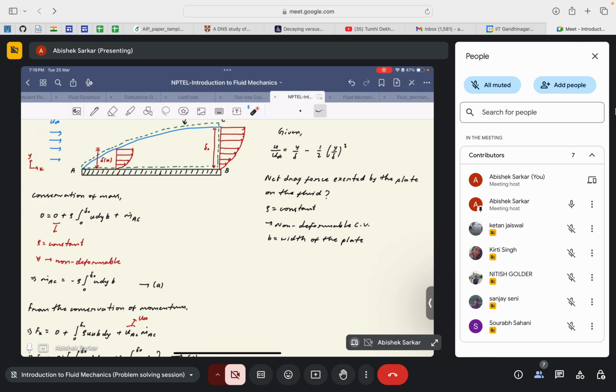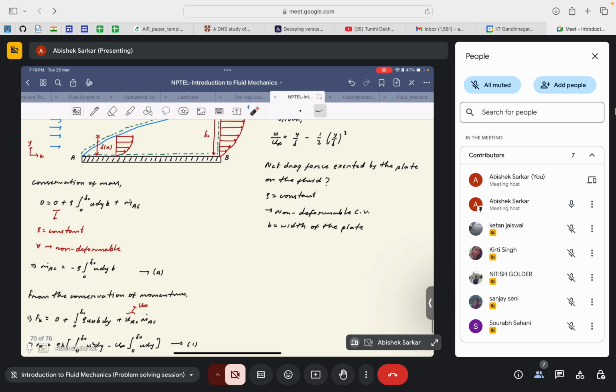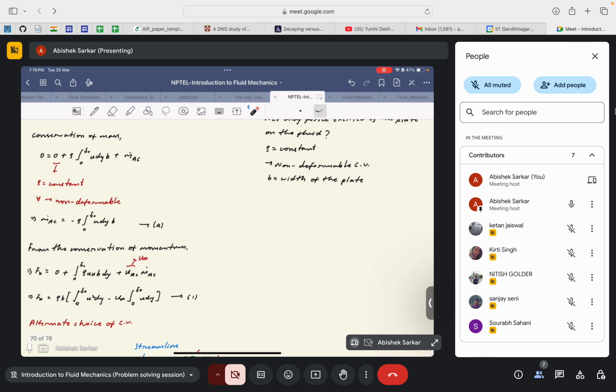To proceed further with Fx, you need to know u infinity, so you need to know m dot AC, which is given by equation number A. If you substitute the value of m dot AC here, you will get Fx equal to rho b times the integration from 0 to delta naught of u square dy minus u infinity times the integration from 0 to delta naught of u dy. Let us consider this as equation number 1. This is the formula for the net drag force that acts along the x direction.